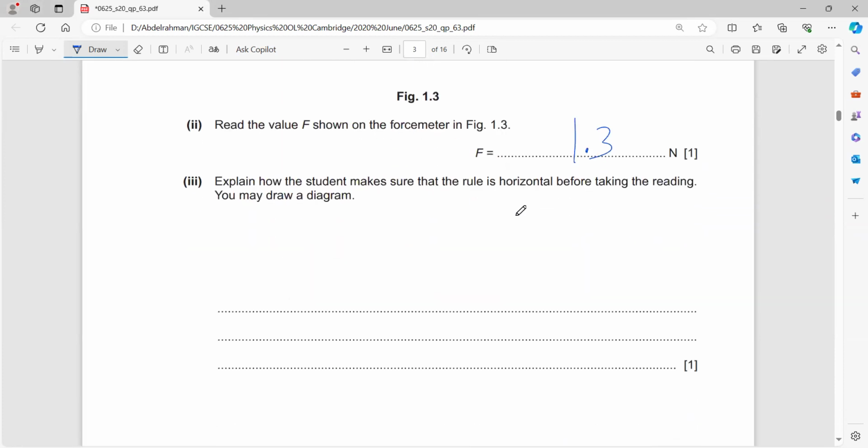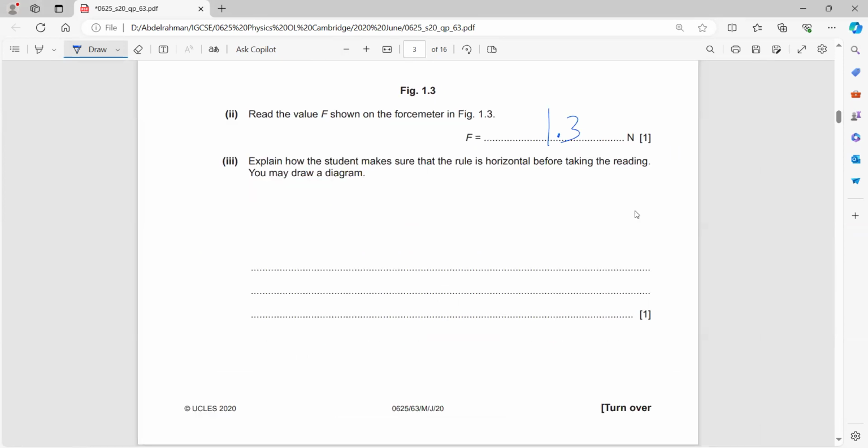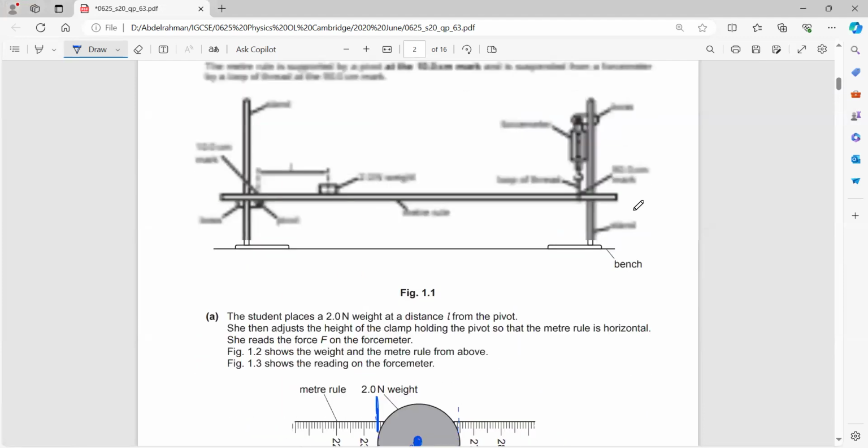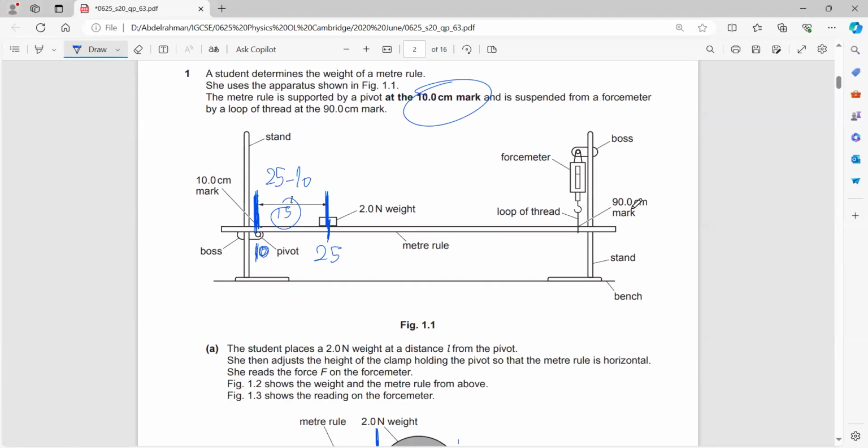Explain how the student makes sure that the ruler is horizontal before taking the reading. You may draw a diagram. This is a nice question. How does he make sure that the ruler is horizontal? In this question I need to make sure that it is horizontal, that it's not slanted or doesn't have a slope. By a set square. Okay, someone says by a set square.